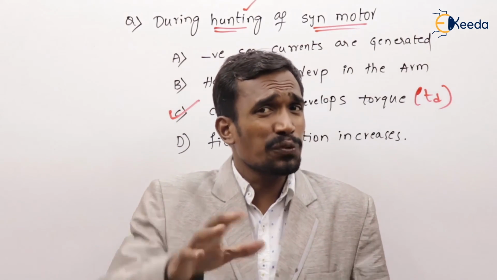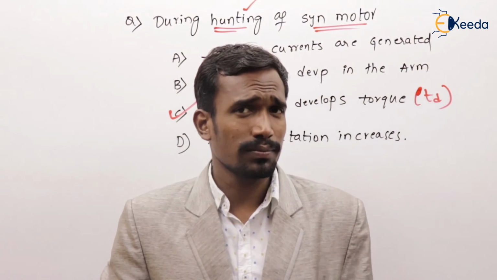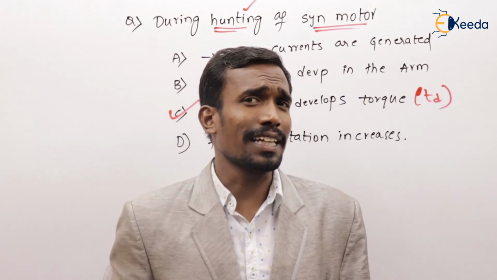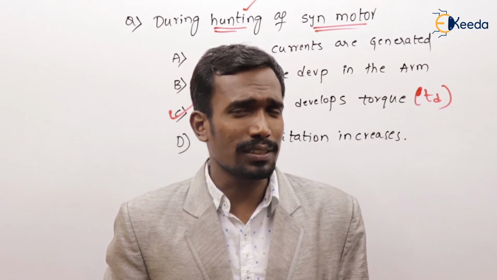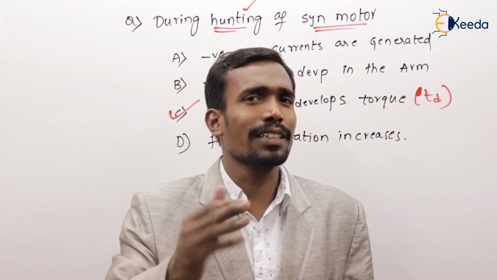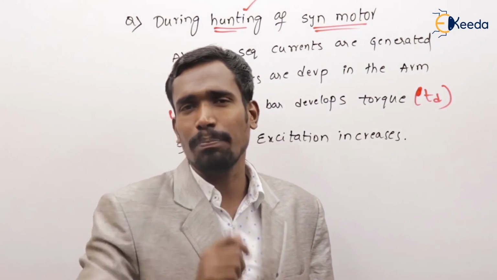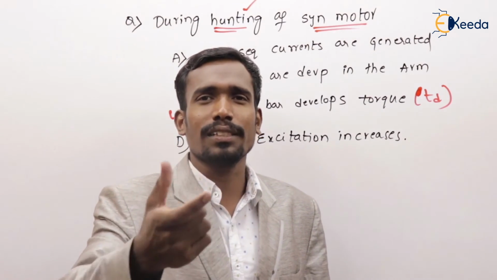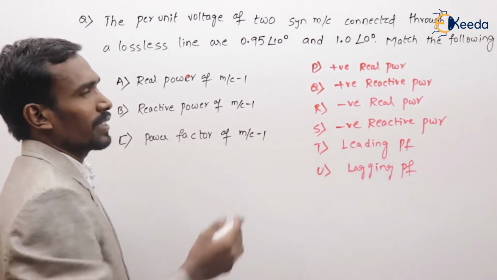What are the reasons for hunting, sir, actually? Sudden changes in load, sudden changes in excitation, and sudden changes in supply frequency. These are the main reasons for hunting. When hunting takes place, our damper winding produces the damping torque which eliminates the hunting. That is the 100% correct answer. Okay, sir, next one.